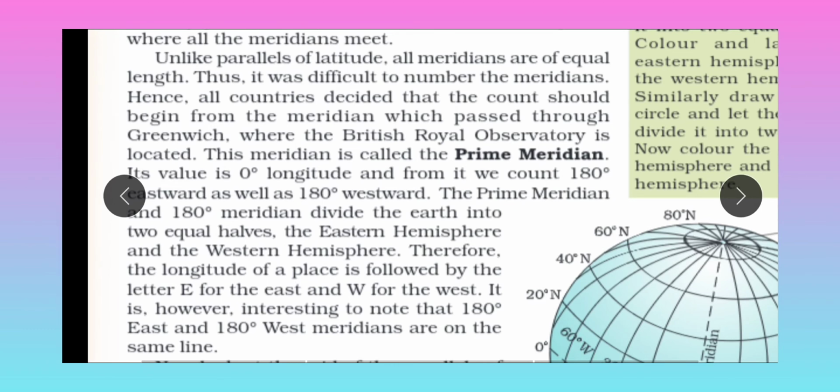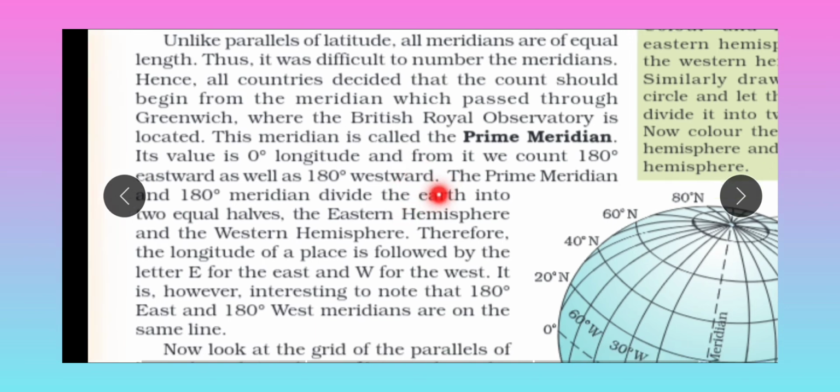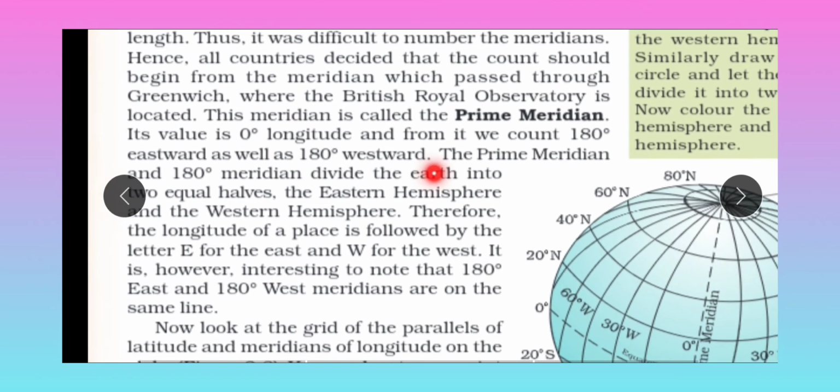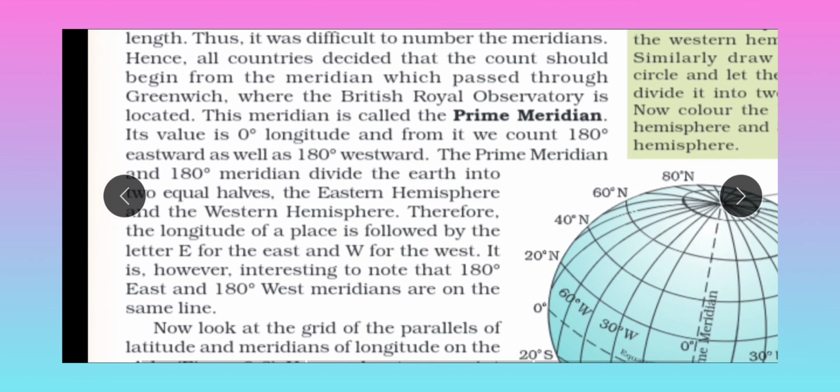It was difficult to number the meridians, hence all countries decided the count should begin from the meridian which passed through Greenwich, where the British Royal Observatory is located. Greenwich is the name of a place where the British Royal Observatory is located. This meridian is called the prime meridian.